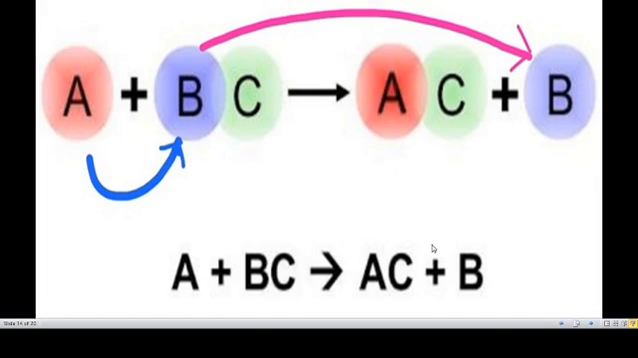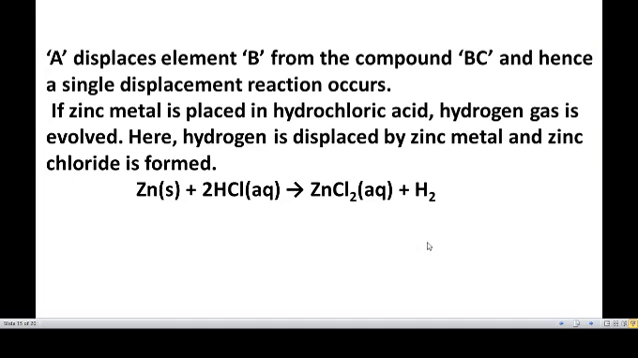AC and B. This is the single displacement reaction. A displaces element B from the compound BC, and hence a single displacement reaction occurs. If zinc metal is placed in hydrochloric acid, hydrogen gas is evolved. Here, hydrogen is displaced by zinc metal and zinc chloride is formed.